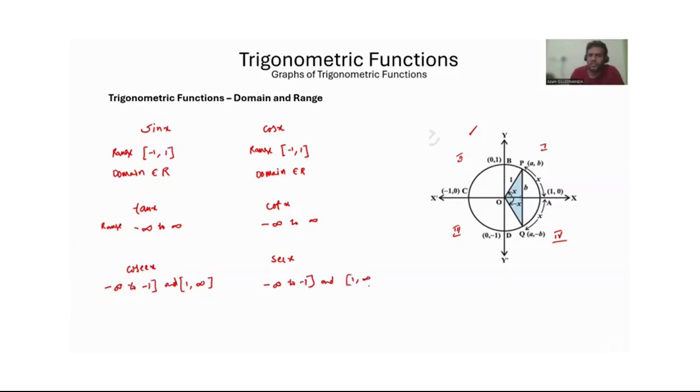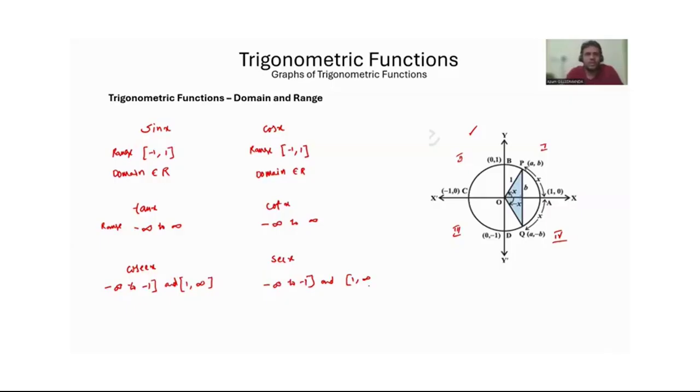You're following, right, guys? So sin x and cos x lie between -1 and 1, but cosecant x and secant x are outside of -1 and 1. So it can be any value from minus infinity to plus infinity other than the values between -1 and 1. So these are the ranges and the domain can be any real number. All right, guys.